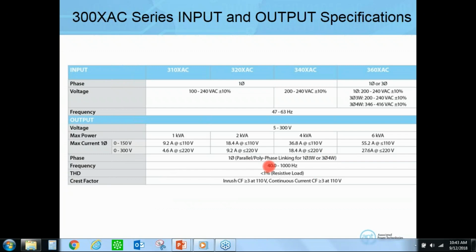Frequency output, this is another important thing. We're able to generate anywhere from 40 hertz to 1,000 hertz. So if your application requires 800 hertz, you don't have to go out and look for some frequency generator, because you have the source that's capable of driving this kind of voltage and current at these frequencies. We mentioned THD, less than 1% is ideal. This one's usually listed for resistive load. And we mentioned crest factor. So initial crest factor, we allow up to more than 3, and continuous crest factor, again, more than 3 at 110 volts. Now, these are listed to make sure that the power delivered to your product is able to handle any non-ideal load, which may skew the sine wave up or down.